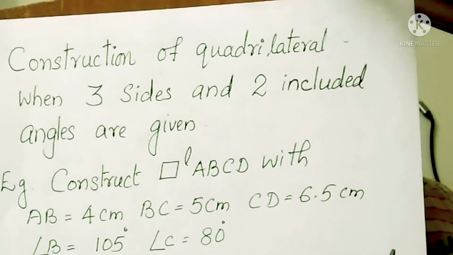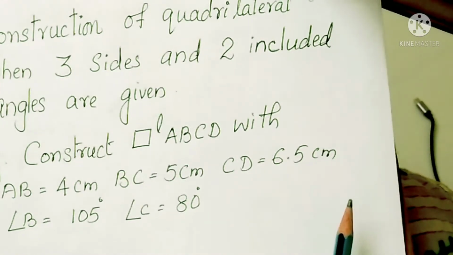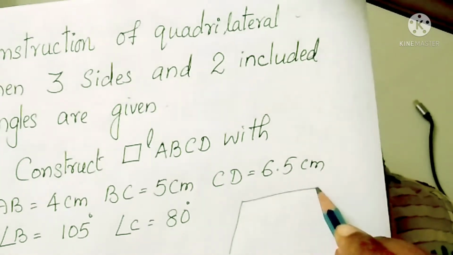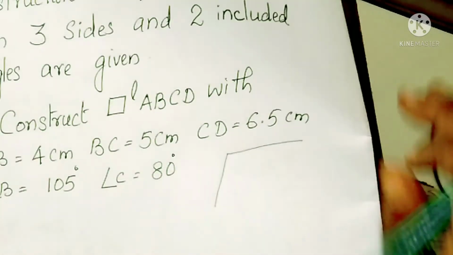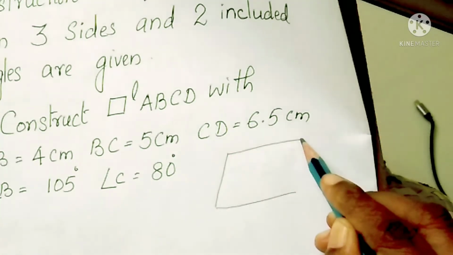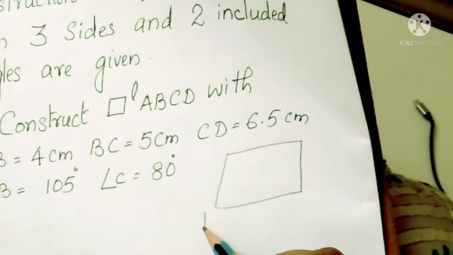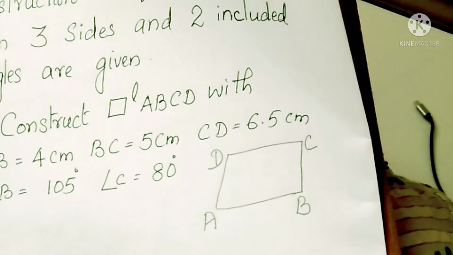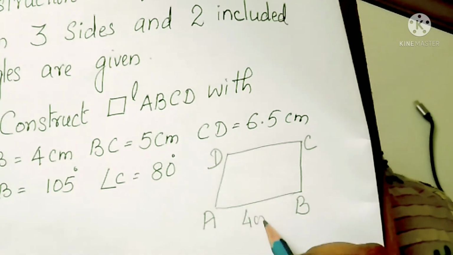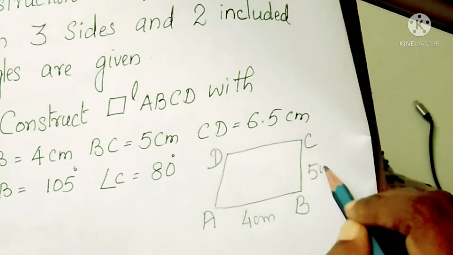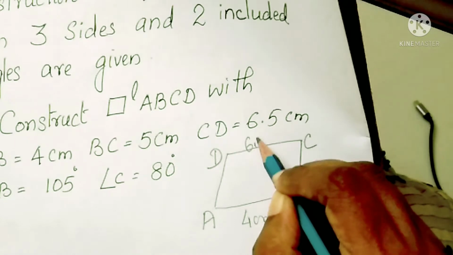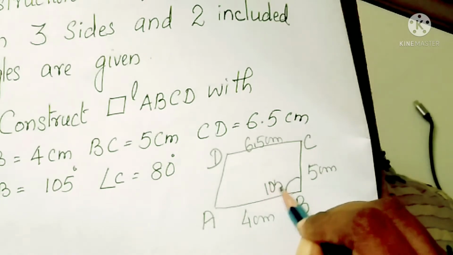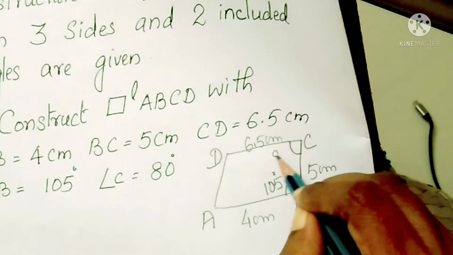Construct quadrilateral ABCD with AB 4 cm. So first of all, let us draw the rough diagram and mark it. While reading the question itself, we can draw the rough diagram. A, B, C, D. AB 4 cm, BC 5 cm and CD 6.5 cm, and two angles, angle B 105 degree and angle C 80 degree.